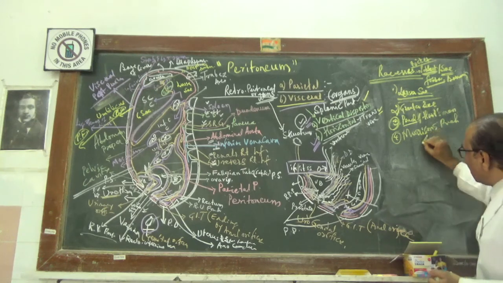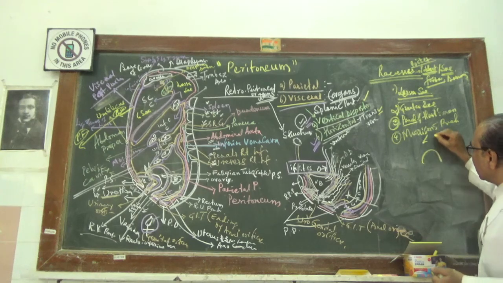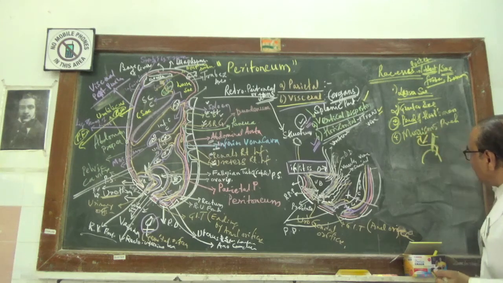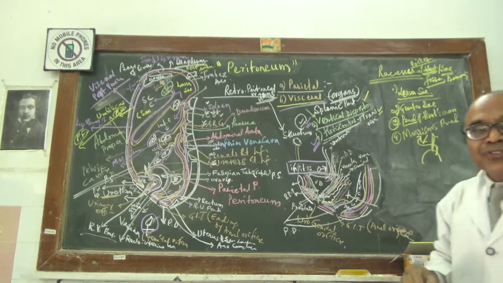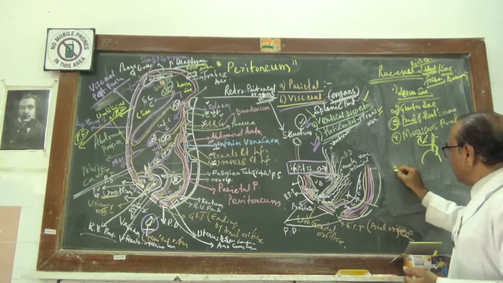So this is the upper pole of the right kidney, and this is the right part of the porta hepatis. This angulation is called Morison's pouch. Now you have one more pouch, the fifth, the mesenterico-parietal pouch.